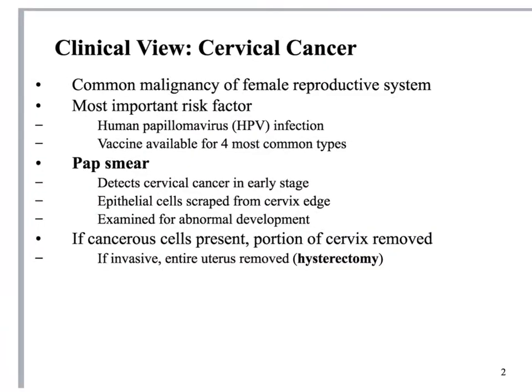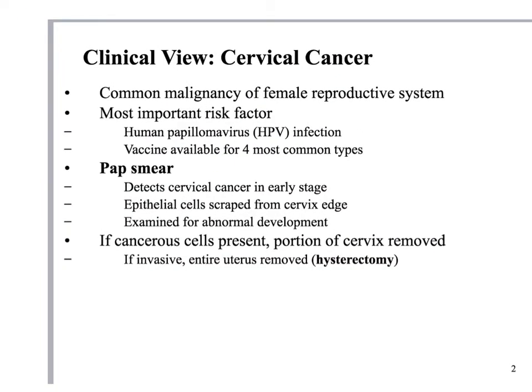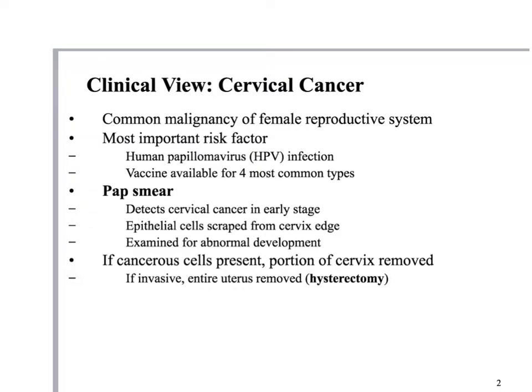Okay, good. So let's talk about one thing that's very important for this structure, cervical cancer. Cervical cancer is a very common malignancy of the reproductive system. Other important ones are endometrial cancer and ovarian cancer. One of the most important risk factors, and one that has been a subject of intense research and clinical applications, is the human papillomavirus, HPV infection. Now there has been a vaccine developed for the four most common types.